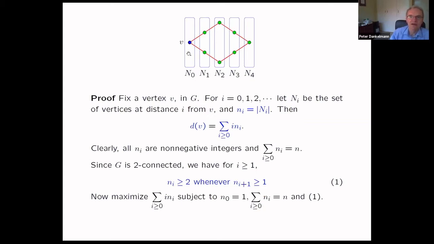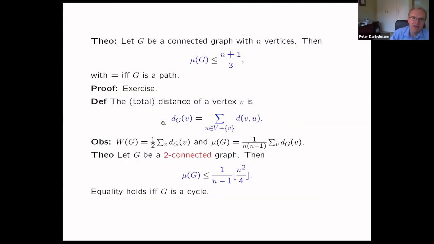Okay, so what I want to do is bound just the contribution of V to the sum of all distances. Let me just go back to that. I should have mentioned that before. If I have a vertex V, by the total distance of V, I mean just the sum of the distances from V to all other vertices.